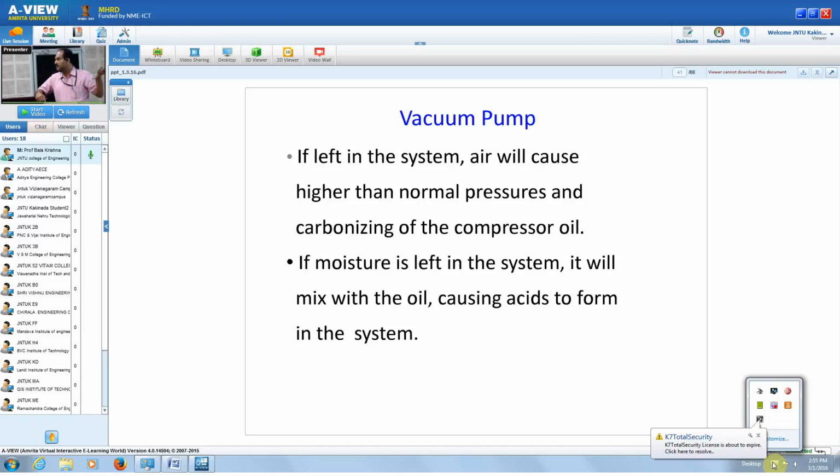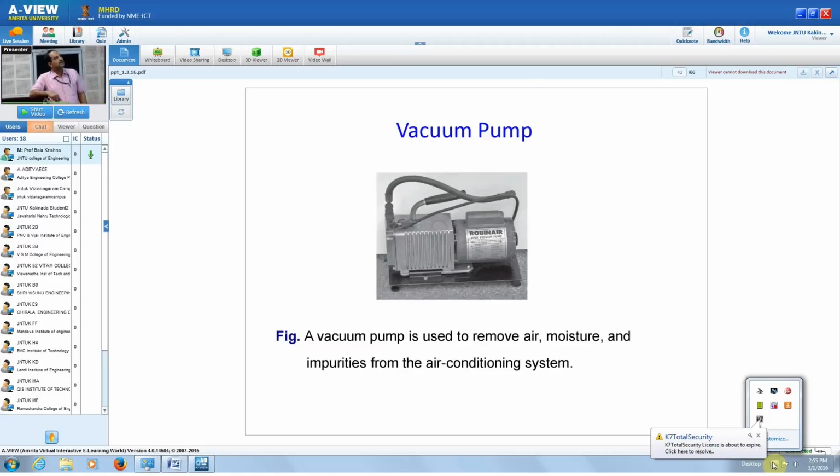That means if air remains in that, there are problems to face. Because air means nitrogen and some other gases, right? If these mix with that, there will be carbonization, and then chemical reactions may be found. That's why definitely you have to remove the air from the system.